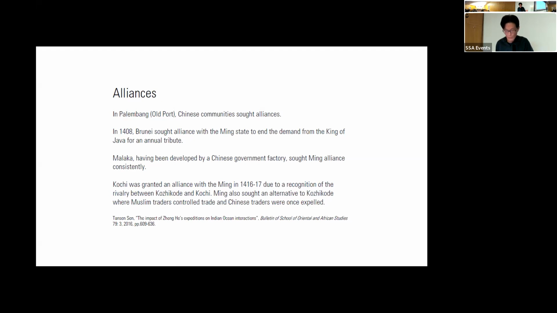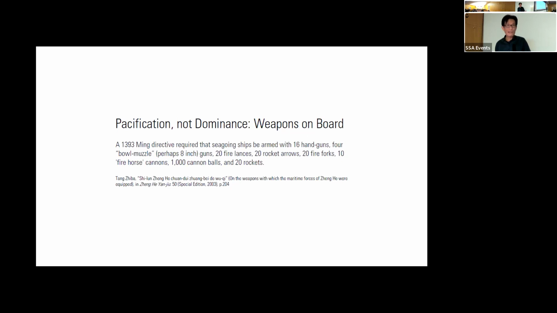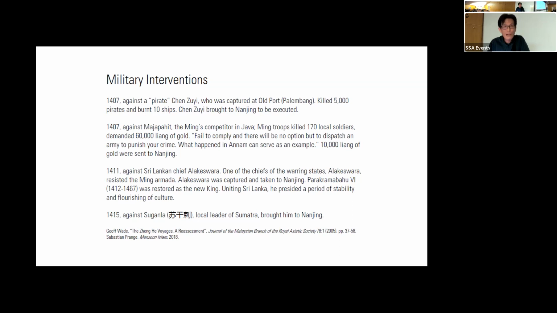The troops on board those ships also brought military capacity that was involved in pacification. That's the concept at the time. So the military interventions included suppressing pirates, and particularly in Sri Lanka, it was very interesting that the Chinese captured the local leader and then installed someone friendly to China. The captured local king was not welcoming of the Chinese presence. So it was really not all innocent. It was a whole military operation behind it.